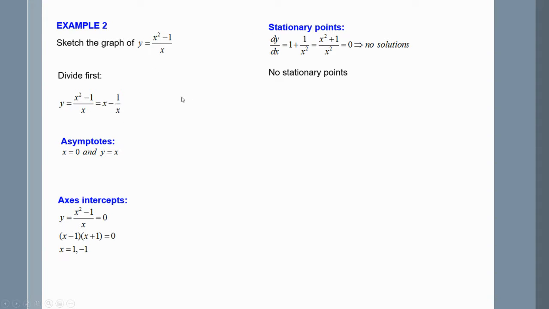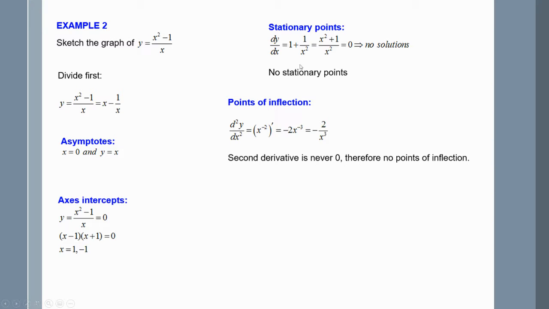Stationary points, so we differentiate this form: 1 plus 1 over x squared. That's always positive, it's never 0. There is no solution, so no stationary points. Points of inflection, again differentiate. It's minus 2 over x cubed. Again, the second derivative is never 0, so there are no points of inflection.